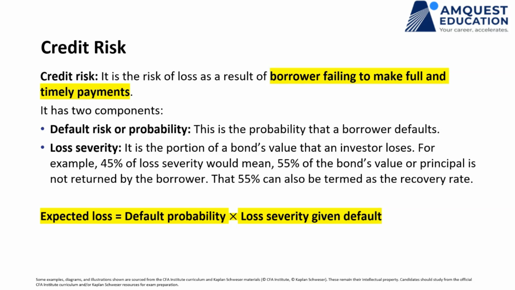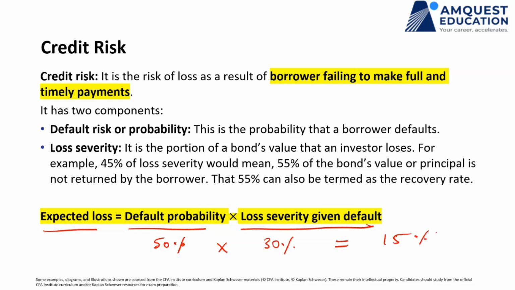So we are saying expected loss is equal to default probability times loss severity. So if I say there is a 50% chance of default and there is a 30% loss severity, I am looking at a loss of around 15%.